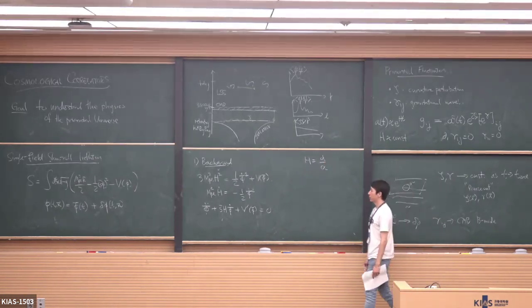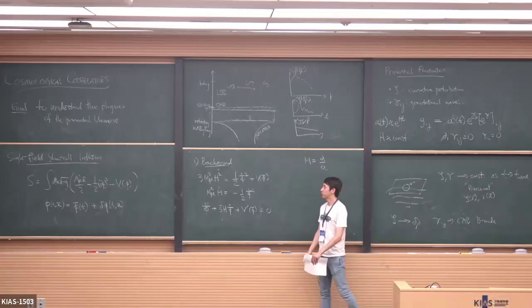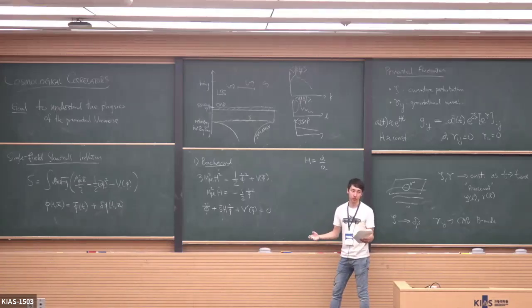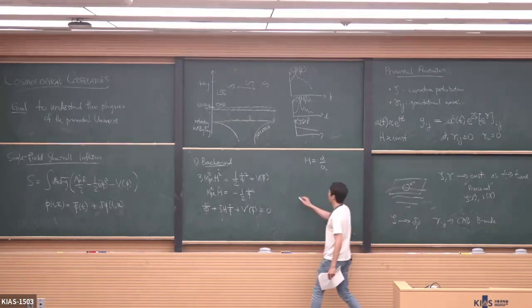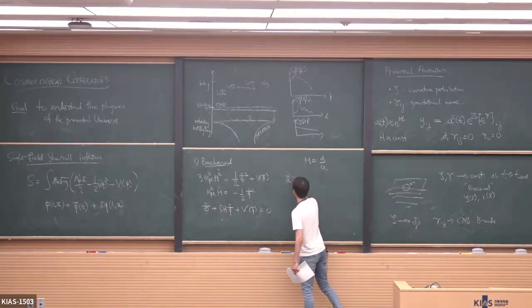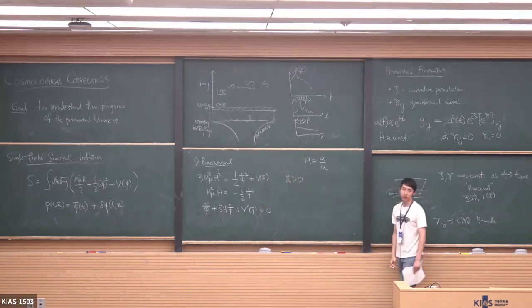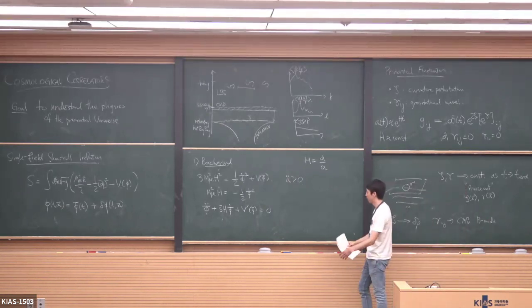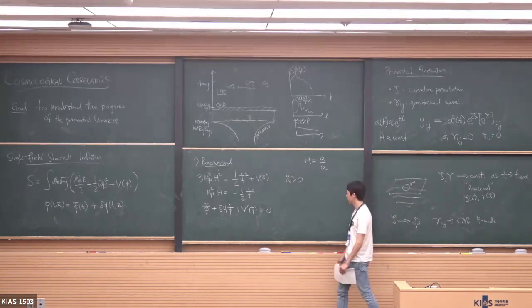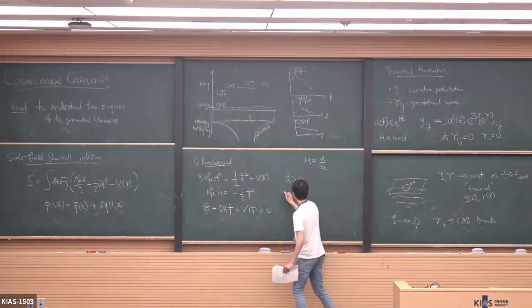Okay, so with this model, what we want to achieve is, first of all, to have an accelerated expansion. So that's basically what inflation is about. So what we want, first of all, is to impose the condition that a double dot is greater than 0, so that space-time is expanding at an accelerated rate.